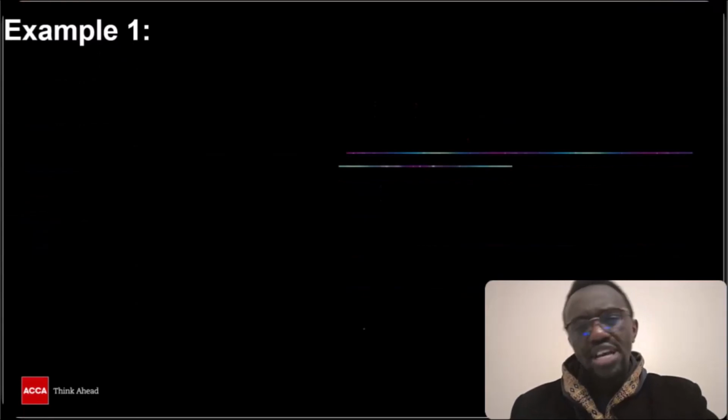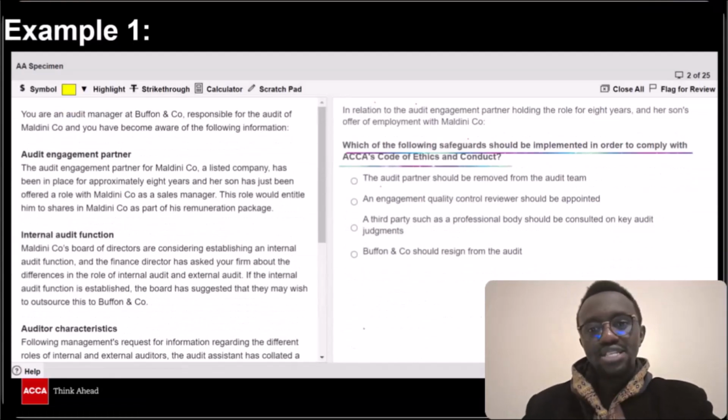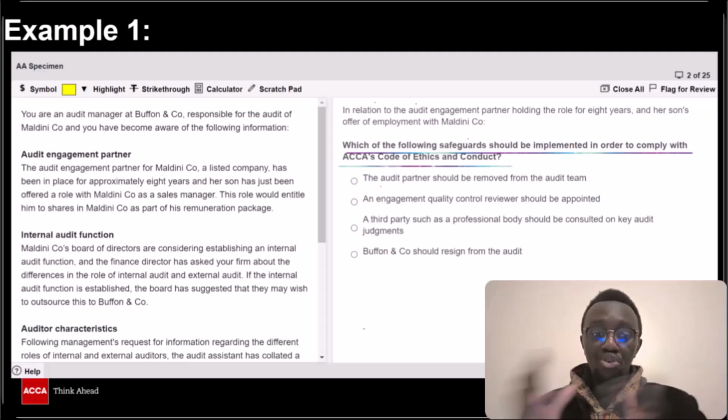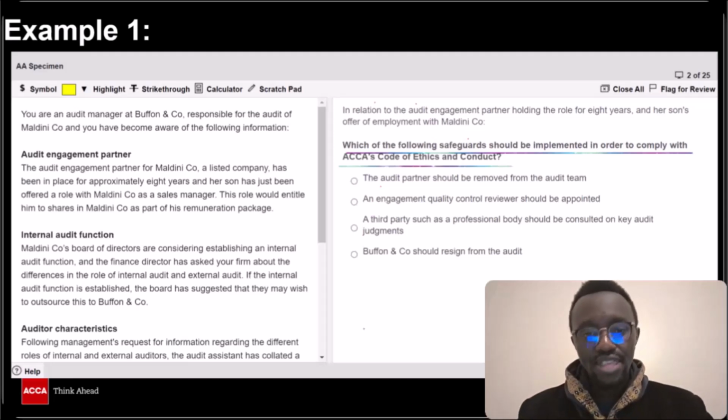Now, let's look at an example. This is borrowed from the specimen exam on the TestRich platform. I mean, you can go check it out. I want us to look at an example of a section A question. As you can see here on your left, you have the scenario, and then on your right, you have the question, you have the requirement.